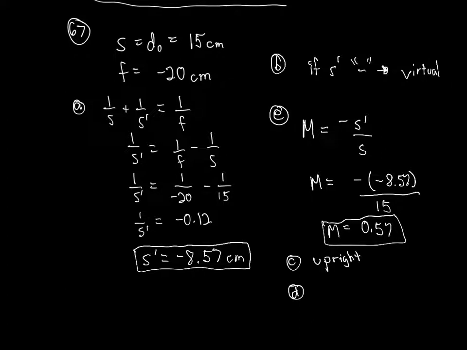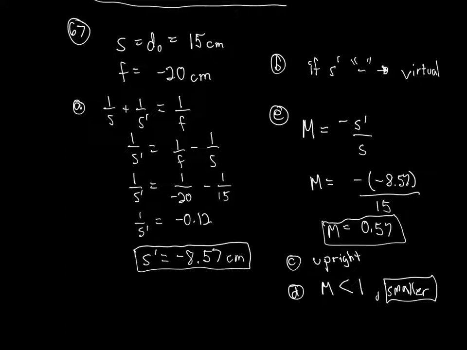And then part D: is the image larger or smaller than the object? So I can look at the magnification. What is the magnification? 0.57, about 1/2. So the image is going to be about half the size of the object. So is it larger or smaller? Smaller. Basically, if the magnification is less than 1, then you're going to get something that's smaller. If the magnification is greater than 1, you've got something that's bigger.